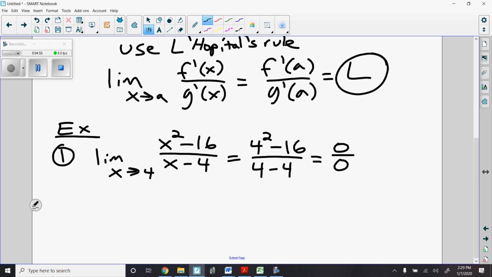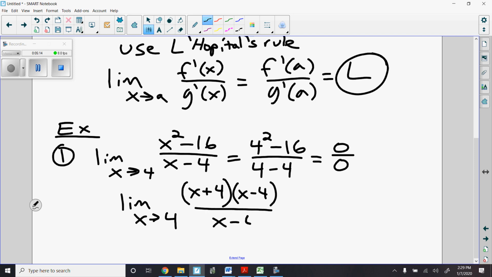Well, what we did is we then factored and canceled, right? So solving this the way we used to solve it, right? We'd say, oh, x squared minus 16, that's just x plus 4 and x minus 4. And what we did then was we canceled our x minus 4s, and we plugged in 4 plus 4 equals 8. And that was the answer that we got.